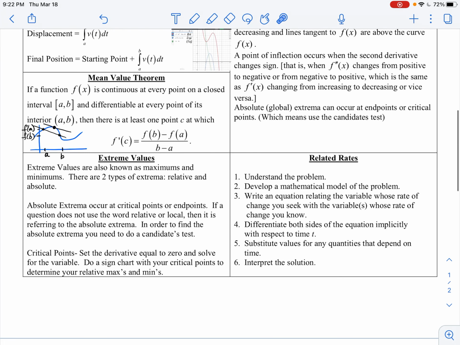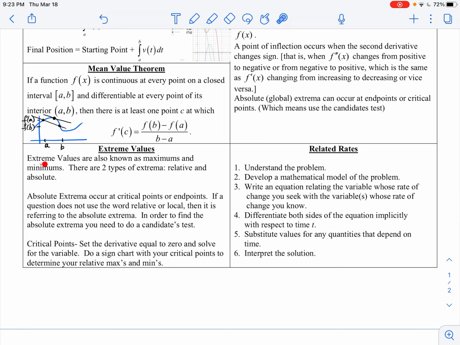We've taken a look at these next two theorems, but here's just a little bit more to add to them. If a function f of x is continuous at every point on a closed interval a to b and differentiable at every point of its interior from a to b, then there is at least one point c at which the instantaneous rate of change is equal to the average rate of change. This is the mean value theorem. And so we can see that somewhere right here, this instantaneous rate of change is going to equal the average rate of change.